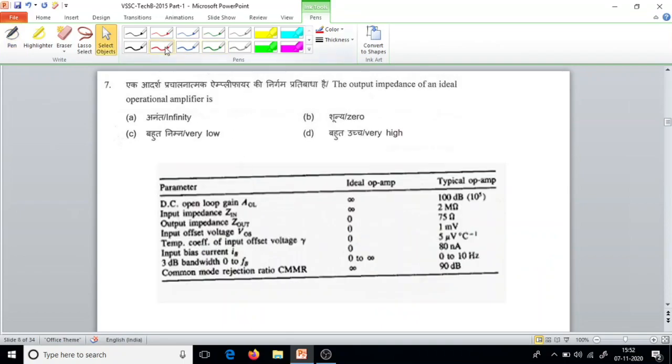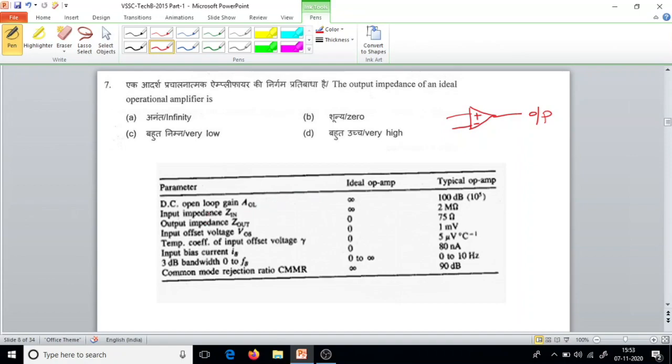Question number 7. The output impedance of an ideal operational amplifier is. This is the operational amplifier symbol. This is the non-inverting input, and this is the inverting input, and this is the output. So here there's a comparison of ideal and typical values of op-amp parameters.